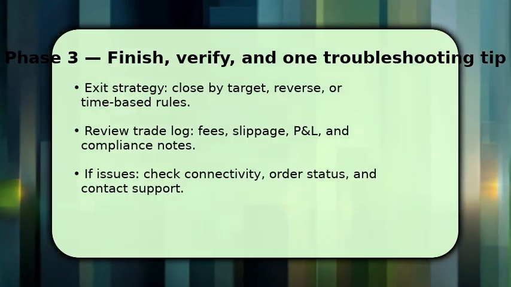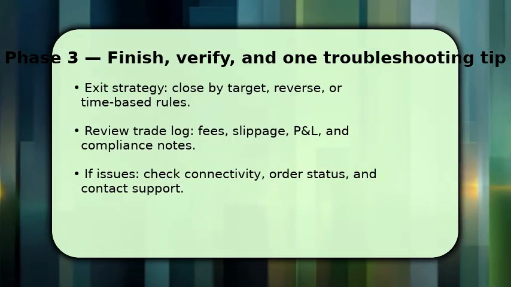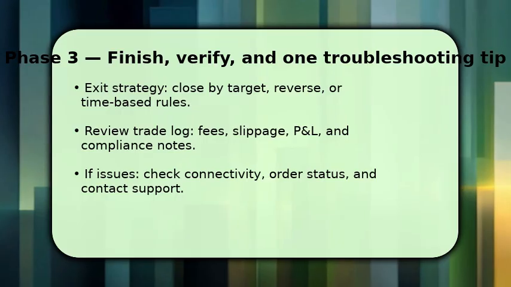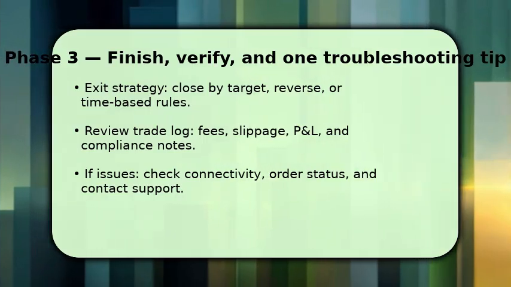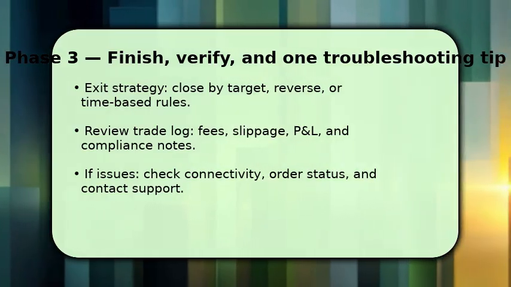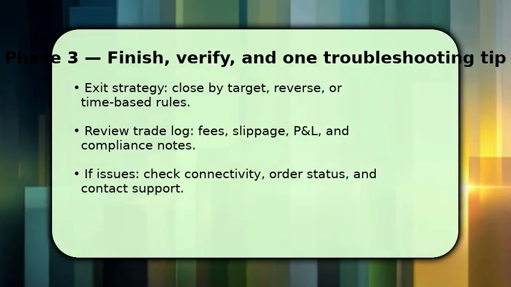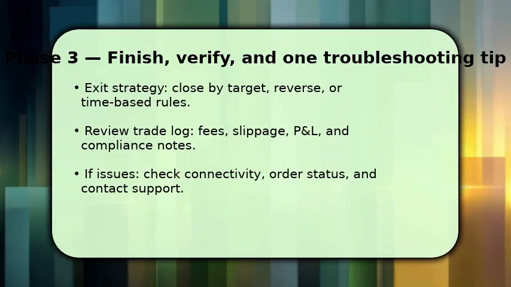If something goes wrong, orders stuck, fills missing, or unexpected balance, first check connectivity and order status, then reconnect or cancel as needed. If that fails, contact Trade W support with order ID and timestamps. They can trace execution and resolve it.